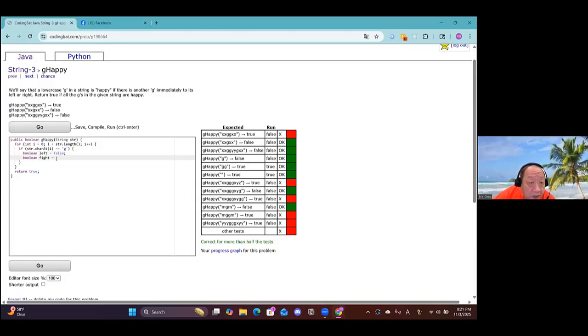So your right side is not happy G, and your left side is also not happy G, because you may not have a letter later on the left or right. Okay, so set it to be false as well. Let me do it. Okay.